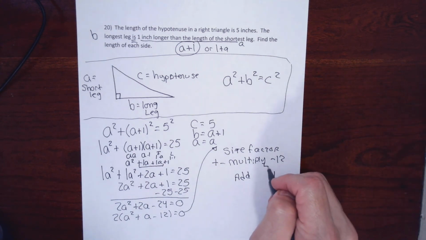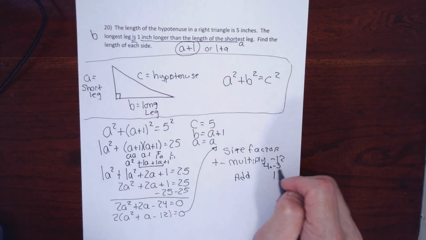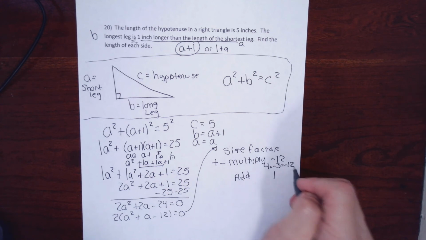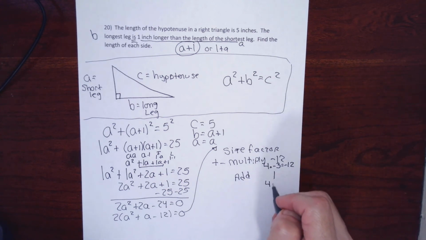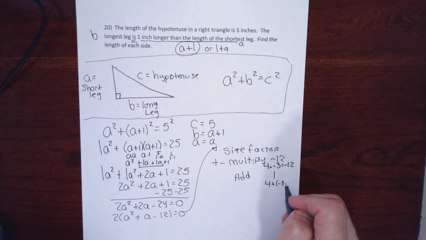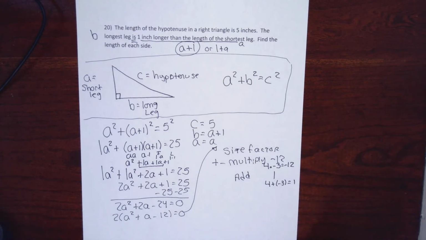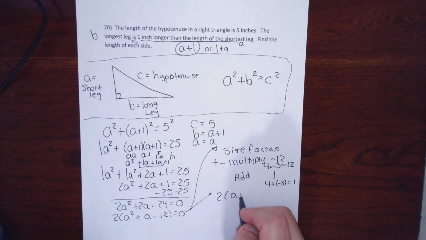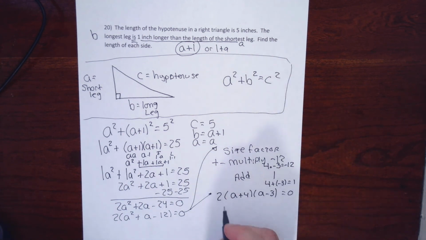And that's going to be 4 and negative 3, because 4 times negative 3, when you multiply those numbers, you get negative 12. And when you add them, because they have opposite signs, you subtract and take the sign of the larger, so you'll get a 1. So the factoring, the 2 is going to hang out, and I'm going to get an a plus 4 and an a minus 3 on the left-hand side for the complete factoring equal to 0.